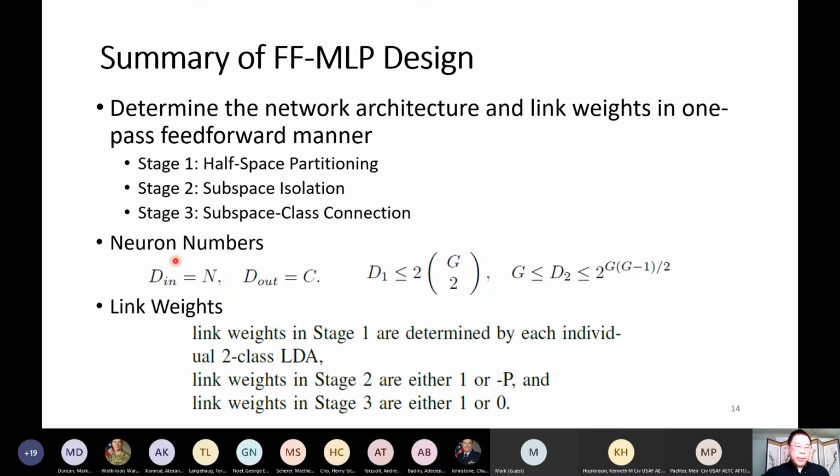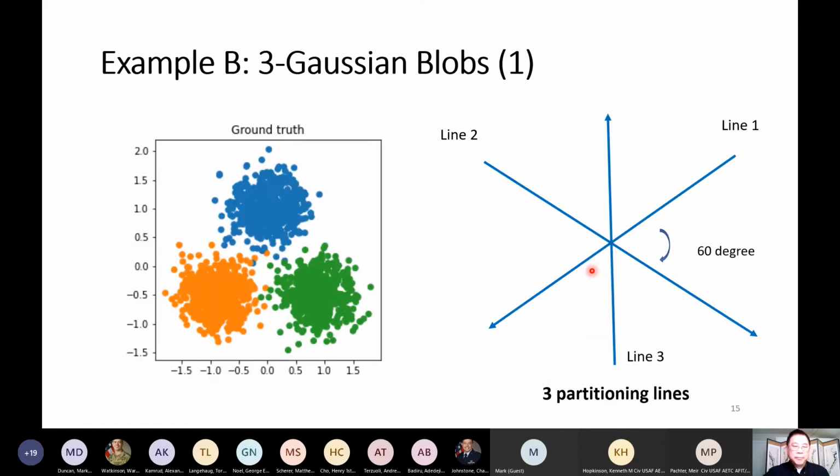For the neural network, the input dimension is n, that's the feature dimension. The output is the class number. And there are some bounds. I look at the neurons in the first intermediate layer, and there are some bounds in the second intermediate layer. This is all described in the paper. At the end, I will give you the reference. For detail, you can look at the paper. Let me give you more examples.